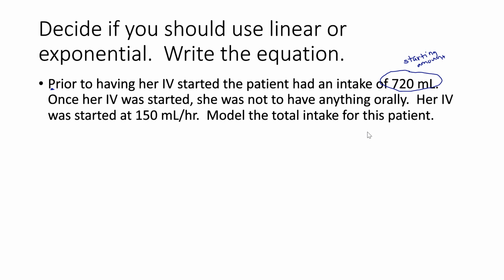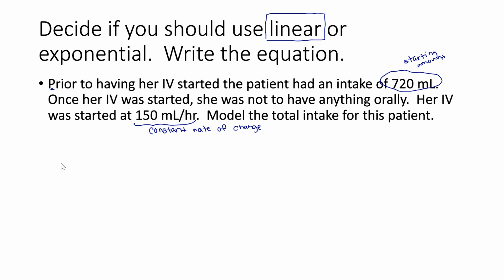Then I have her IV, and her IV is running at 150 milliliters per hour. That means every single hour she gets exactly 150 milliliters. As I look at this, I see this as a constant rate of change. And a constant rate of change means that this is indeed linear. So I should be writing a linear equation.